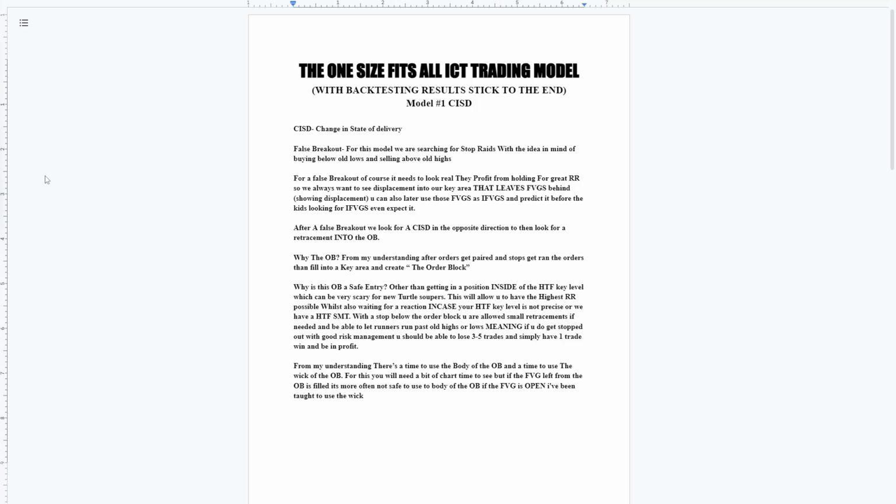We could use a previous breaker or previous mitigation wick, right? But for this, you'll need a bit of chart time, and just seeing it over and over again. But if the fair value gap left from the order block is filled, right?